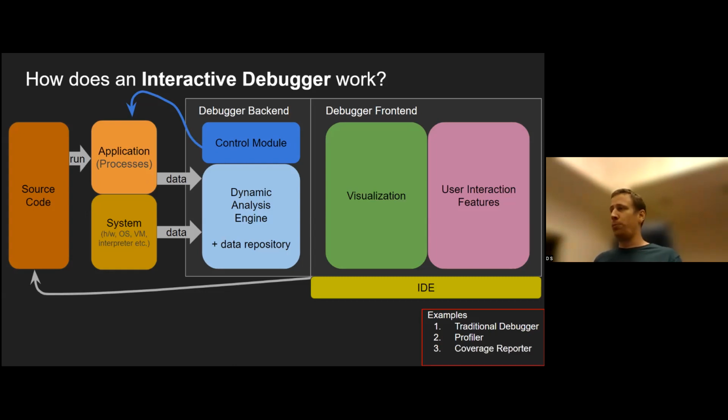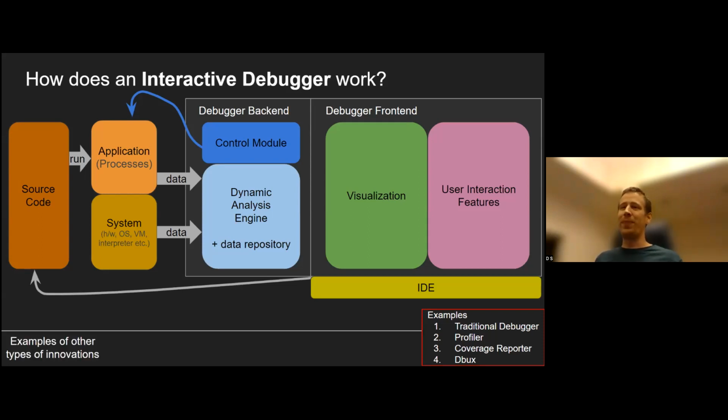And then you have a coverage reporter. It's kind of a similar thing. You run the coverage reporter on your tests. You run the tests, and then the coverage reporter will determine which lines of the code were actually executed by what tests, and whether you actually covered the entirety of your program. By the way, the coverage reporter doesn't have too many interaction features, but it has some cool visualization features. And then Dbux, that's the tool we are talking about today. We will see in a second how that works out.